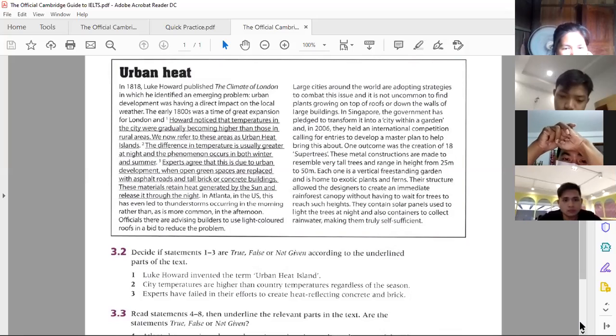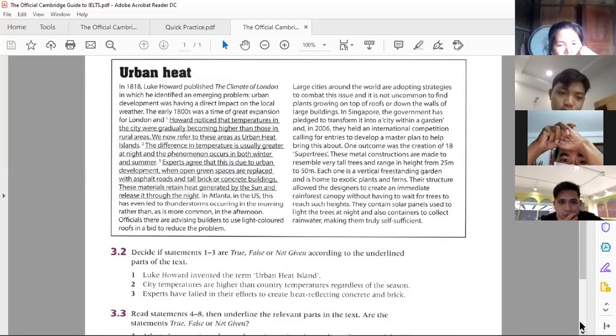So number one, Luke Howard invented the term urban heat island. Which one is the keyword, do you think? Urban heat island. Okay, so is it true, false, or not given? True. Nam said true. Why, Nam? Because they said we now refer to these areas as urban heat islands.